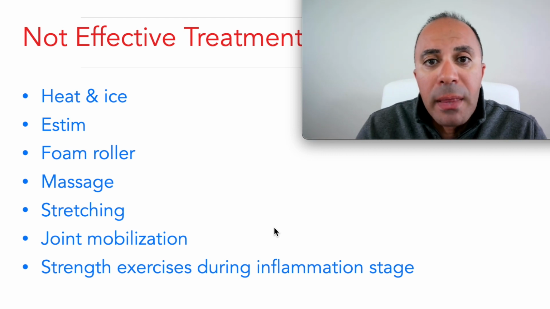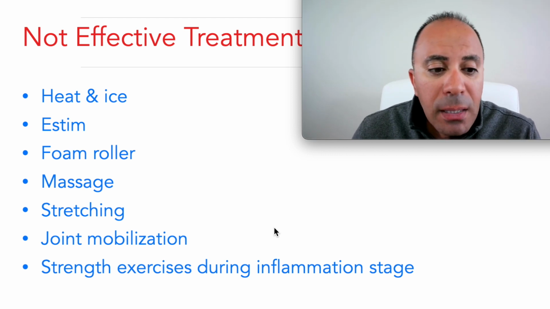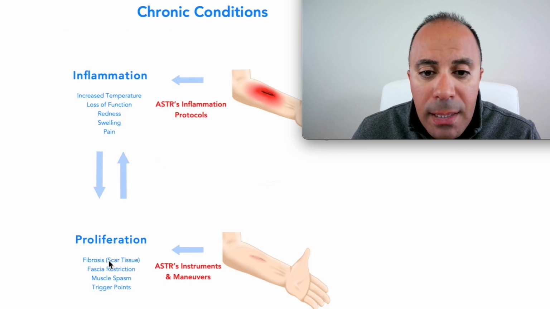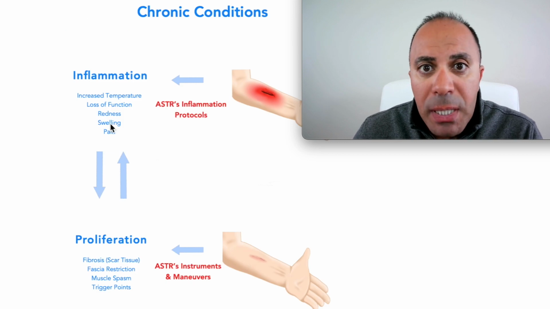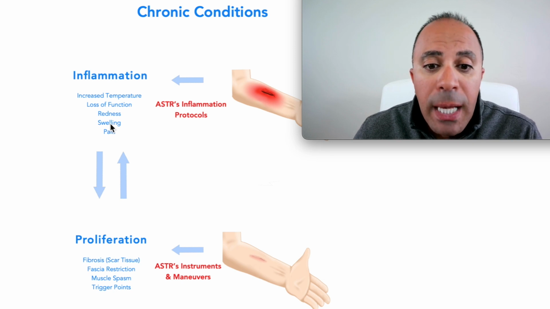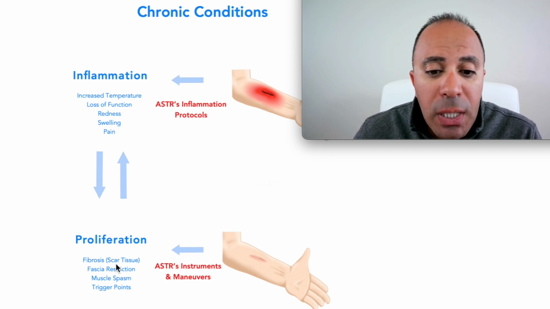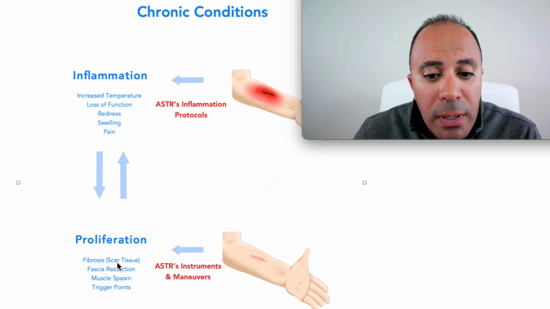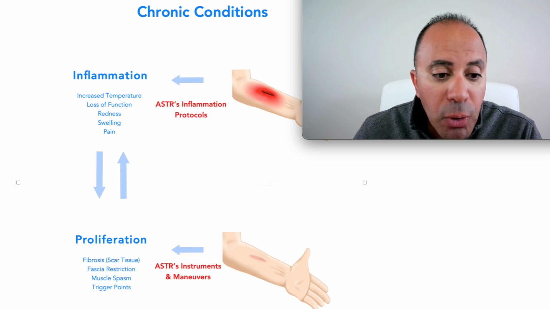One of the common things people use is ice, steam, and heat, and when we look at the healing cycle, it's not gonna do much. Based on a study, it provides temporary pain relief, if you're lucky for half an hour, but it's not gonna do much for inflammation. It's not gonna break the scar tissue, fascia restriction, or do much to the proliferation stage.